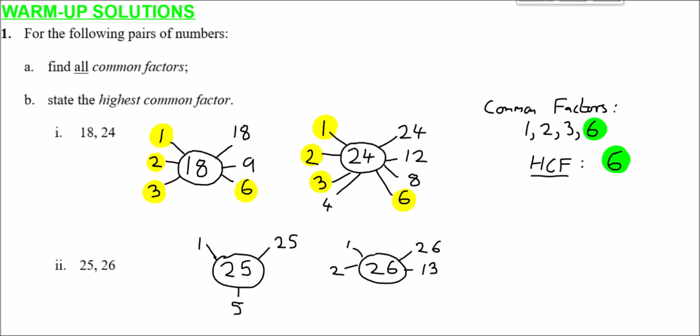So common factors, this won't take us too long. The only common factor we have is 1. Therefore, that must also be the highest common factor. It's the only factor, in fact. So common factor, just have 1. So the highest common factor is just 1.